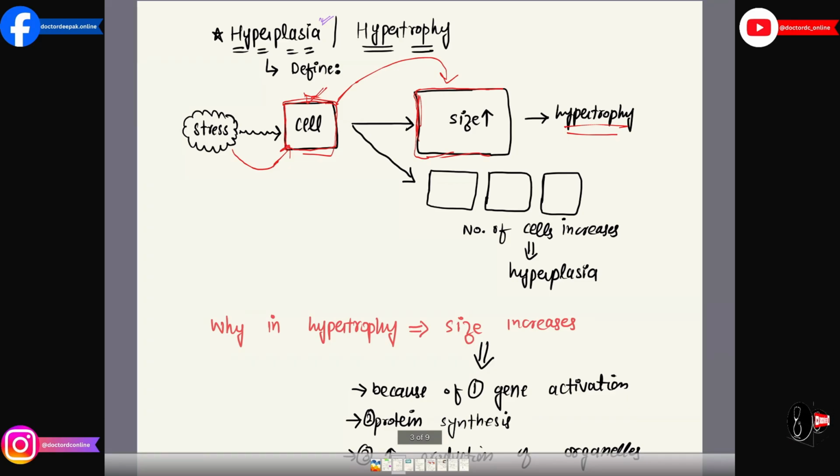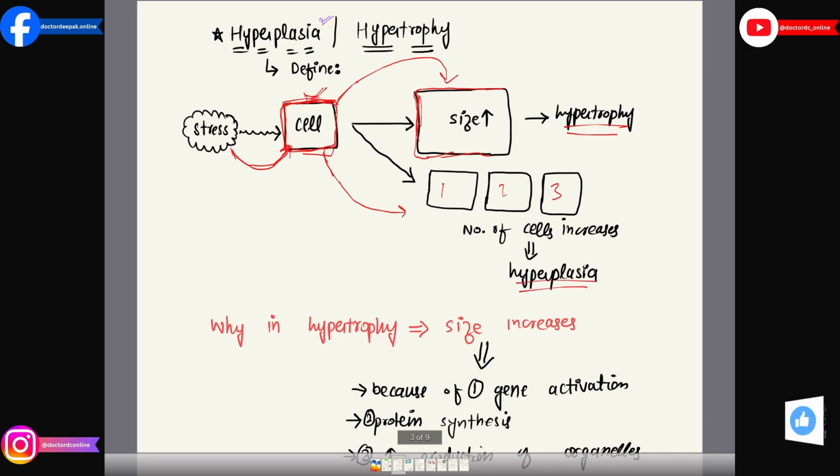On the other hand, let's take another example to understand hyperplasia. Suppose again this is one cell, the same cell. Now I am going to put a different kind of stress. When I put stress on this cell, it will undergo a different kind of adaptation. Here you can see this is one cell, but when I put the second stress on this cell, it is going to increase its number. So 1, 2, and 3. The cell has increased its number. So this is called hyperplasia.